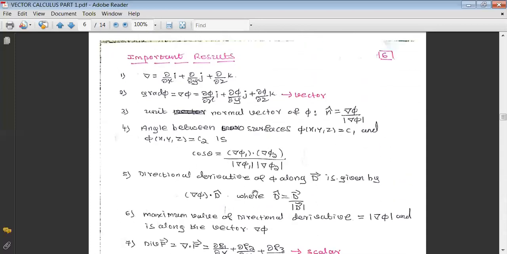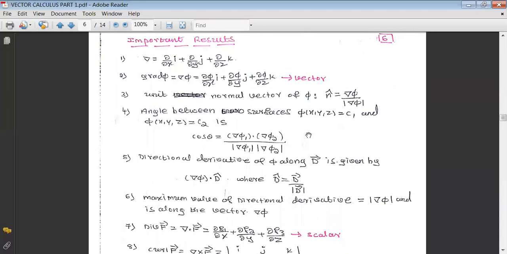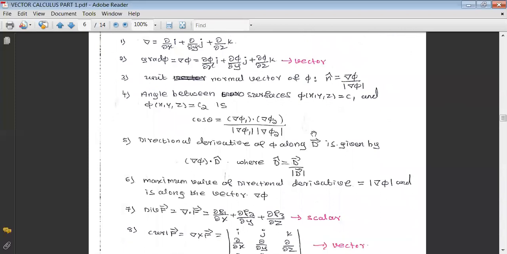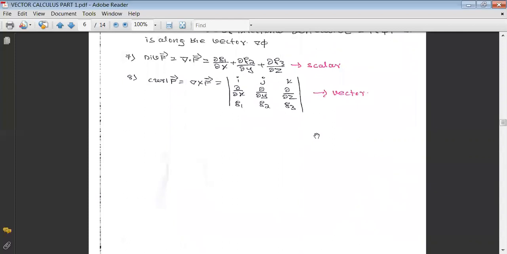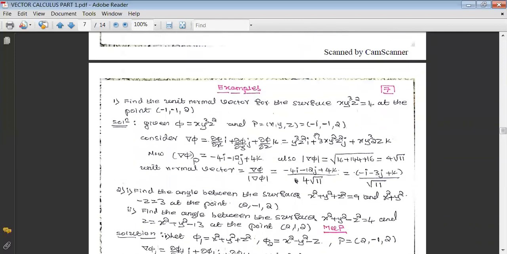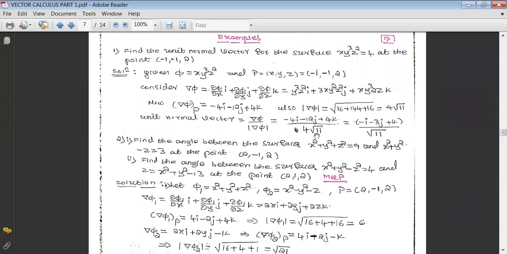These are some of the basic things we have to remember before going to the examples on vector calculus. Now let us discuss some examples on vector calculus one by one.